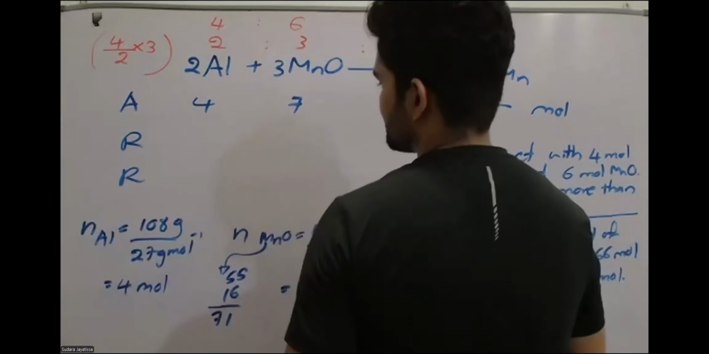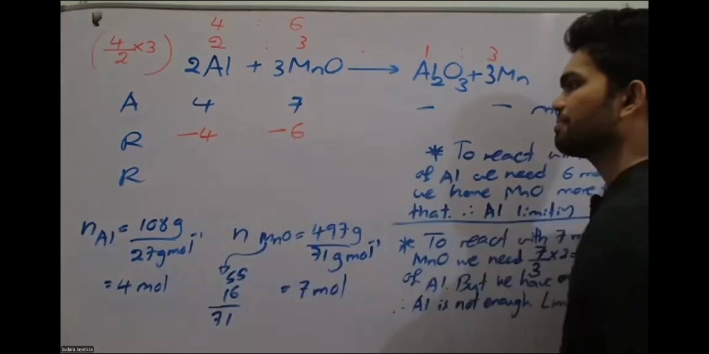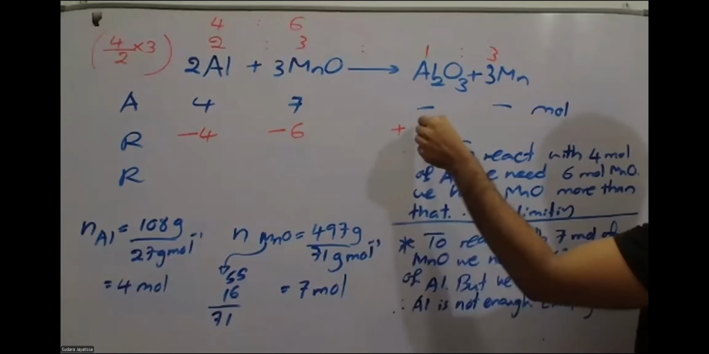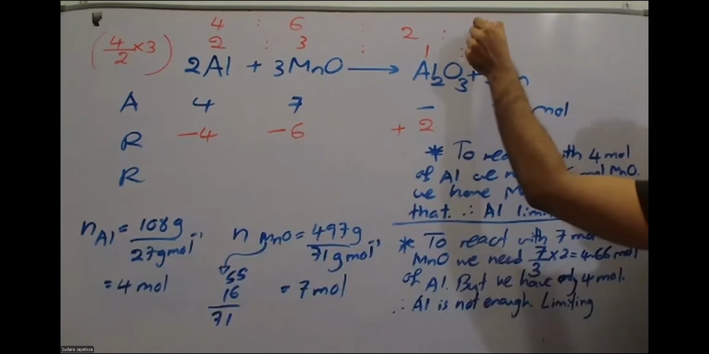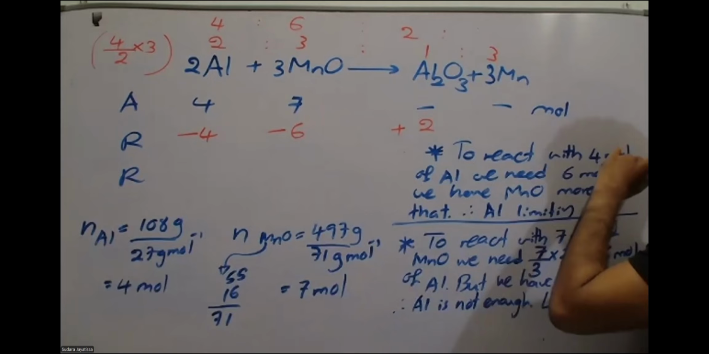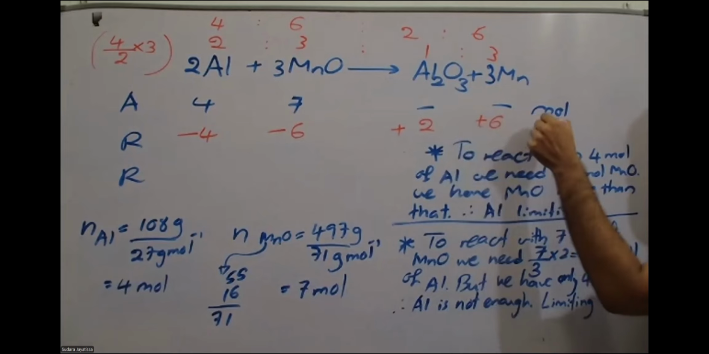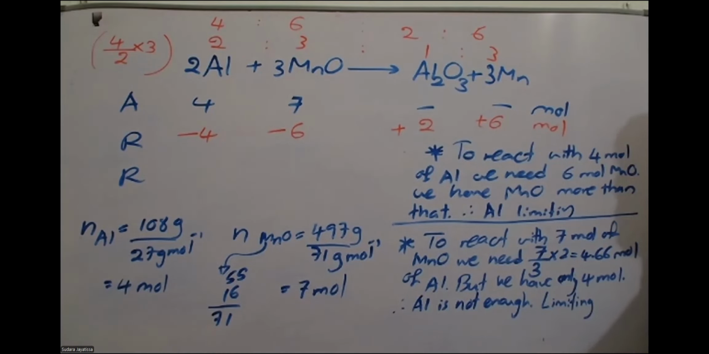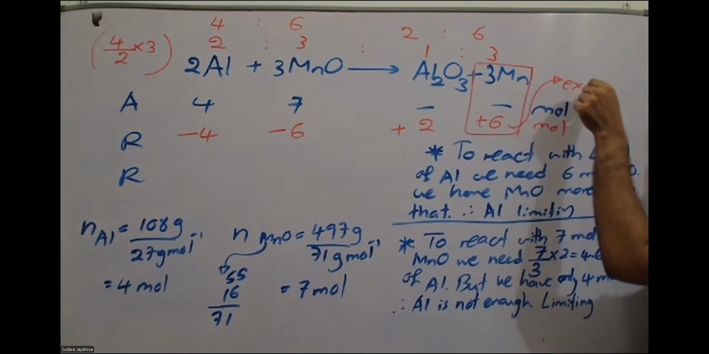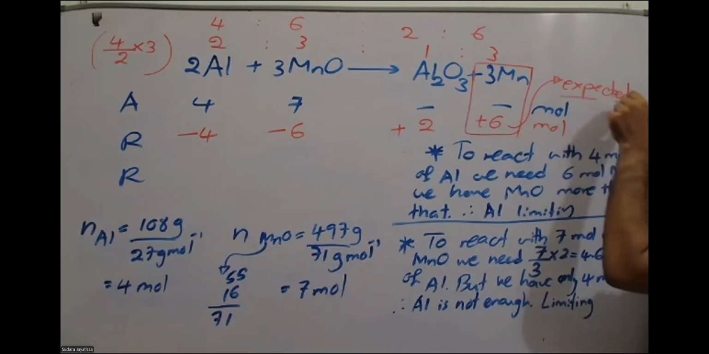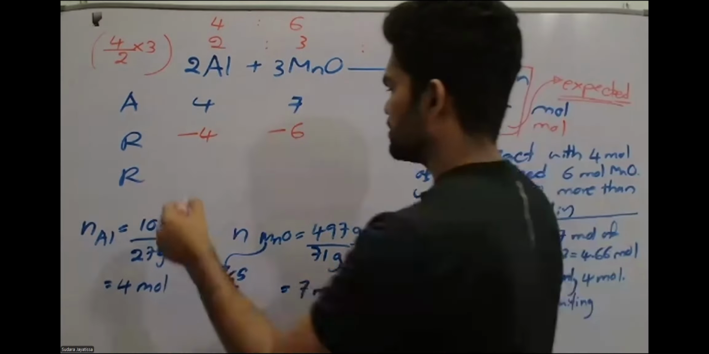Okay, so according to the discussion, 4 moles of aluminium is reacting along with 6 moles of MnO. So it's going to form 2 moles of this with the stoichiometry, and it's going to give you 6 moles of manganese. So this is what we are expecting. This is the expected yield in moles. Okay, is it clear to you all up to here?